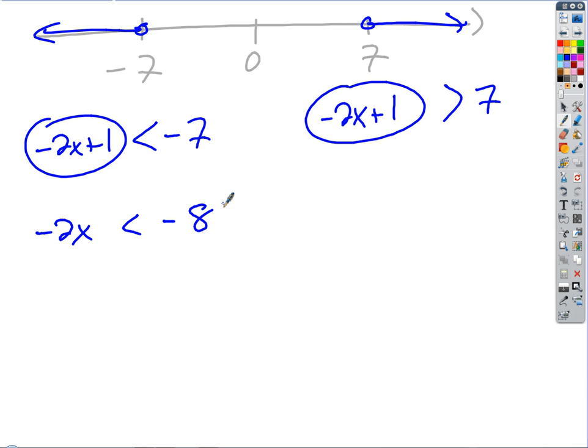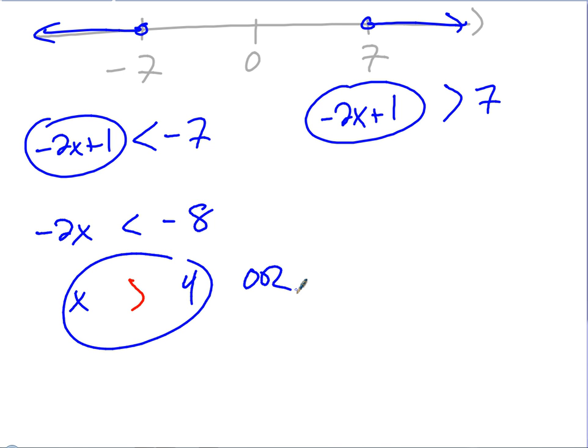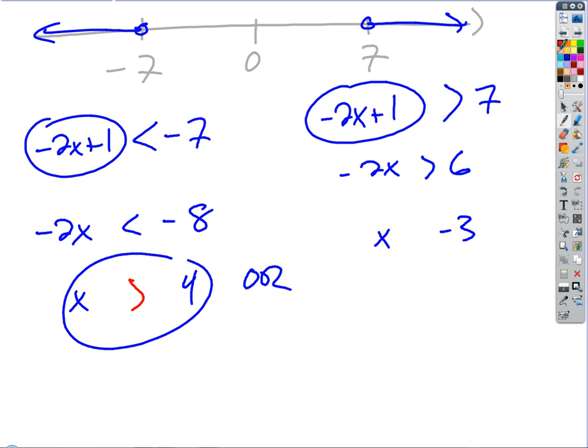And now what? Okay, but if I divide by negative 2, what do I have to do? Good. Okay, so that sign's going to get flipped around. So there's one of my answers. x is greater than 4. Now, if we work on this side, if I subtract 1, I get 6, right? Divide by negative 2, I get, what, negative 3, but I've got to flip the sign around. So it looks like that.